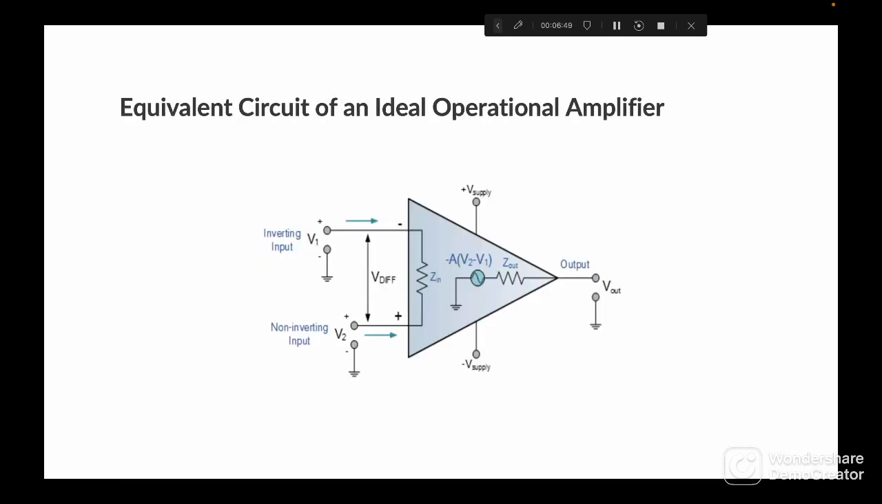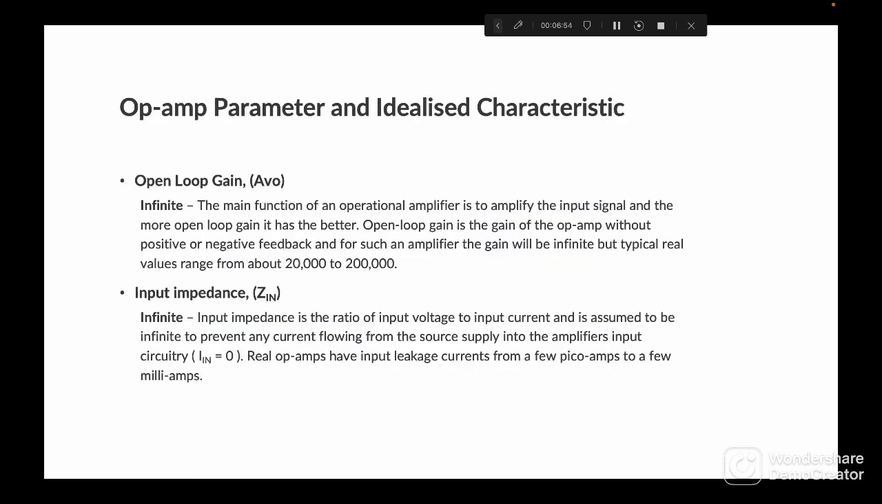So this video shows an evaluated circuit of the ideal operational amplifier. So I will talk about op-amp parameters and ideal characteristics. So first, open loop gain.